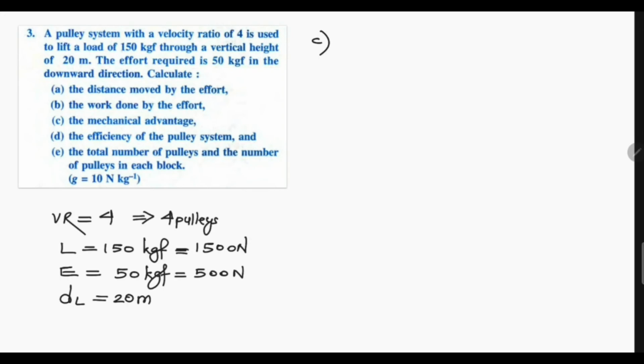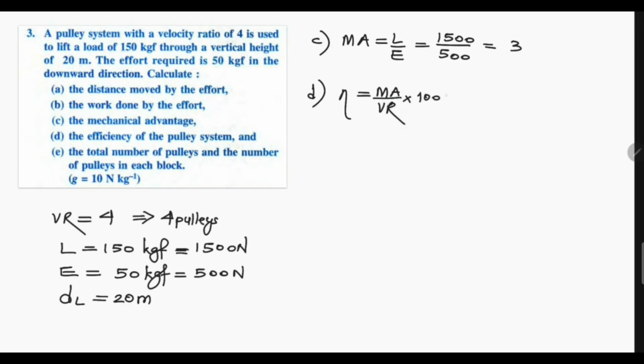C part, calculate the mechanical advantage. Mechanical advantage is load upon effort. Load is 1500. Effort is 500. So hence we can write it as 3. D part, calculate the efficiency. Efficiency is equal to MA upon VR into 100 if you want to find the percentage. So MA is 3, velocity ratio is 4, into 100, that is 75%.